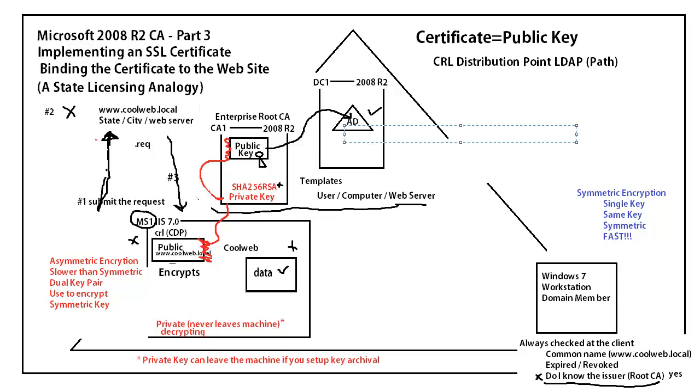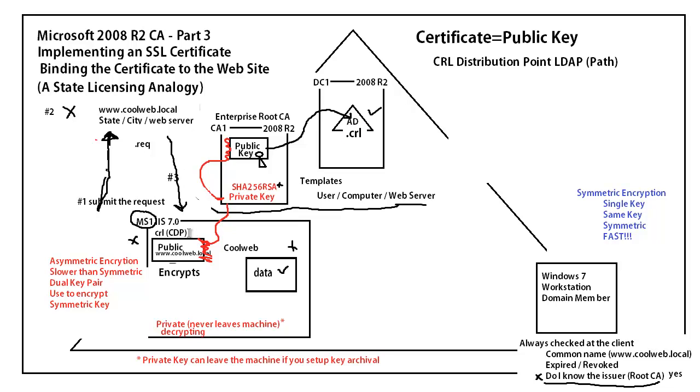So the CRL is just a file, that's all it is. It's just a file that has a list of all the revoked certificates. That file is stored by default up here in Active Directory. The path to that file is what's included in the certificate.